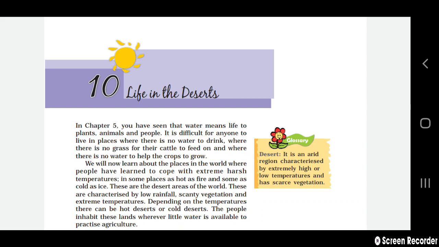In your geography chapter 5, you have seen that water is life for plants, animals, and people living on the land. So it is difficult for anyone to live in a place where you don't have any water to drink, where there is no grass for their cattle to feed, and where there is no water to help their crops grow.